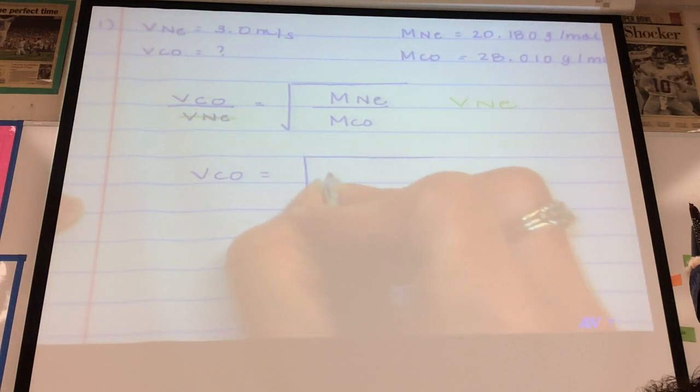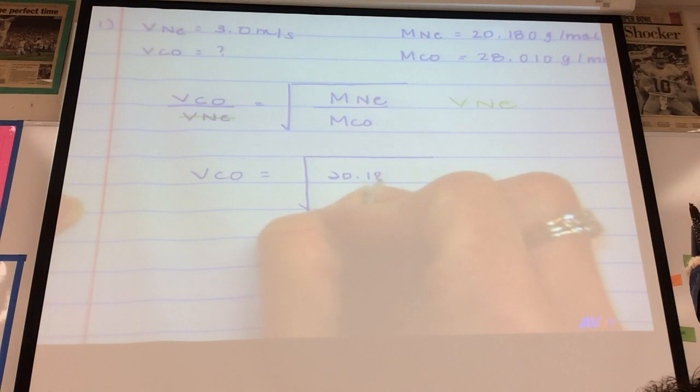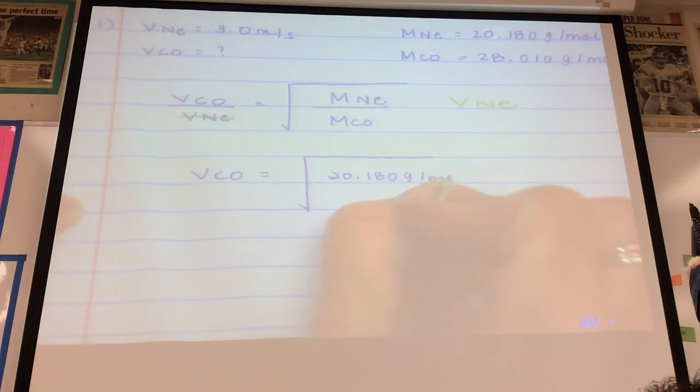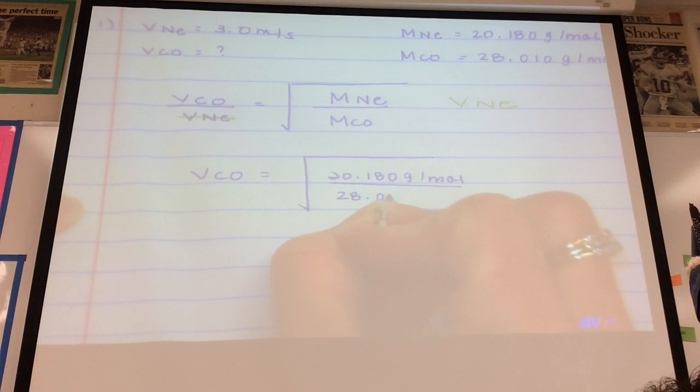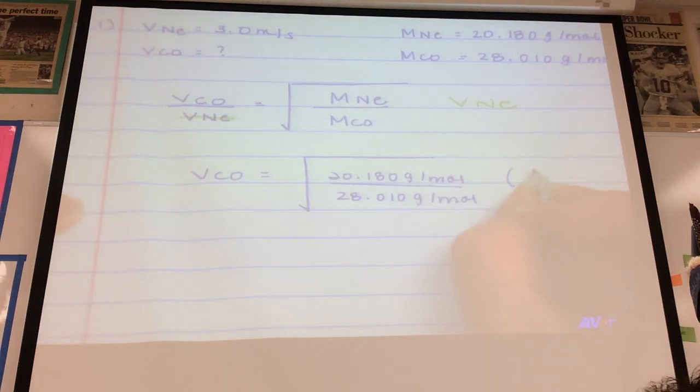The molar mass of neon is 20.180 grams per mole. The molar mass of carbon monoxide is 28.010 grams per mole. And I'm going to multiply that by 3 meters per second.